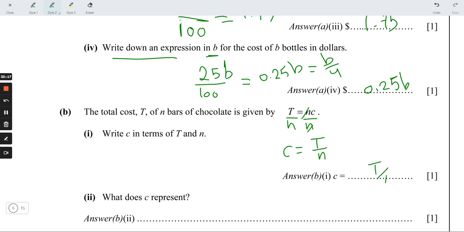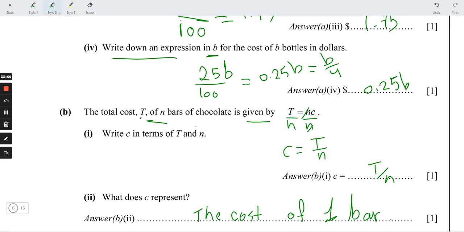Now what does C represent? The cost. T is the total cost of n bars of chocolate, so here C is the cost of 1 bar, because n is the number of bars.